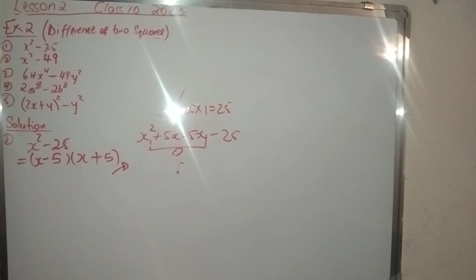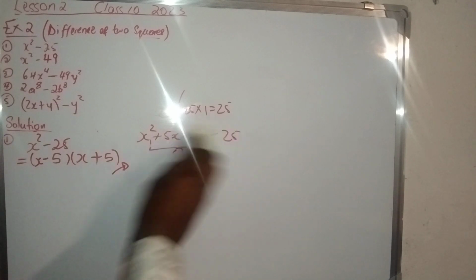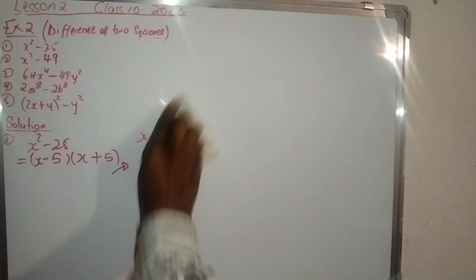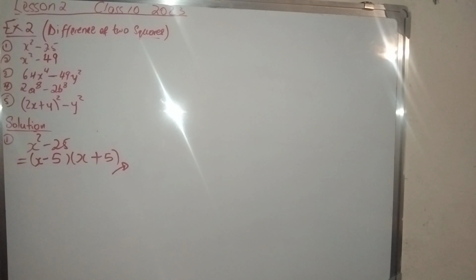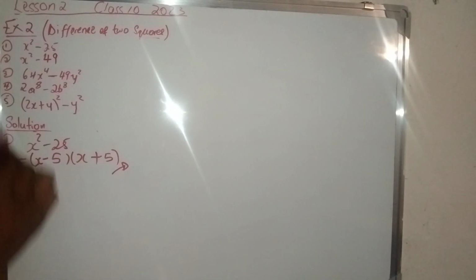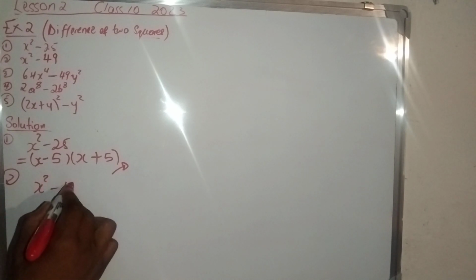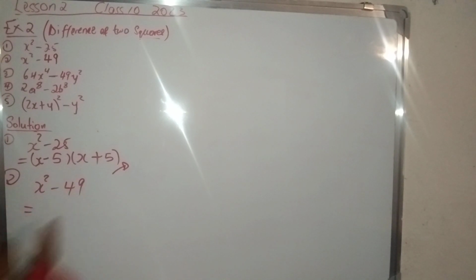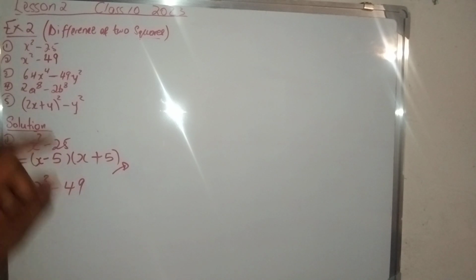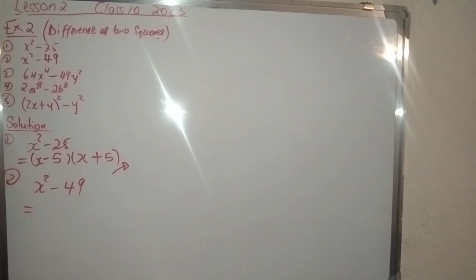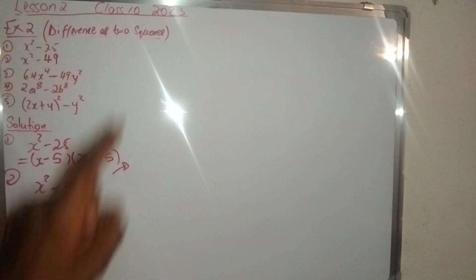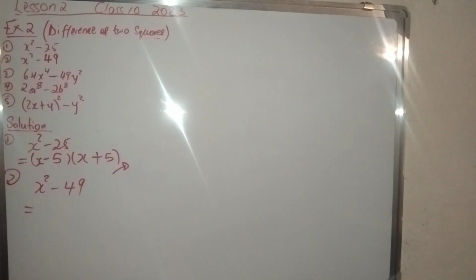Remember, you were not solving for x, you were just asked to factorize that sum over here. So we simply take number 2 and do the same. Number 2 here we have x squared minus 49, and you are also going to look at two numbers that when you multiply them together must give you 49. But don't forget that whenever you are doing a difference of two squares, you must take the same numbers, the same factors.